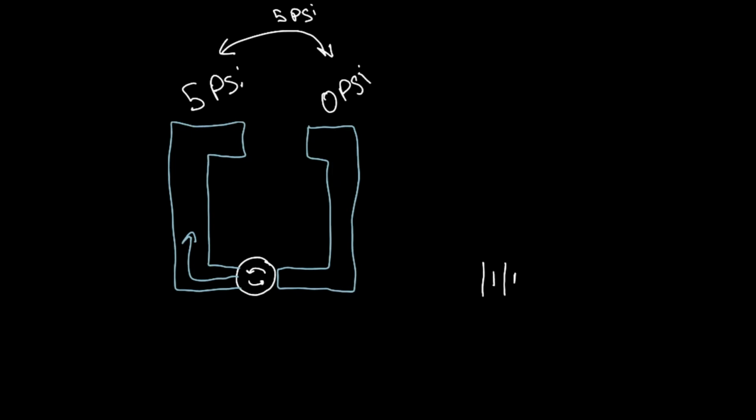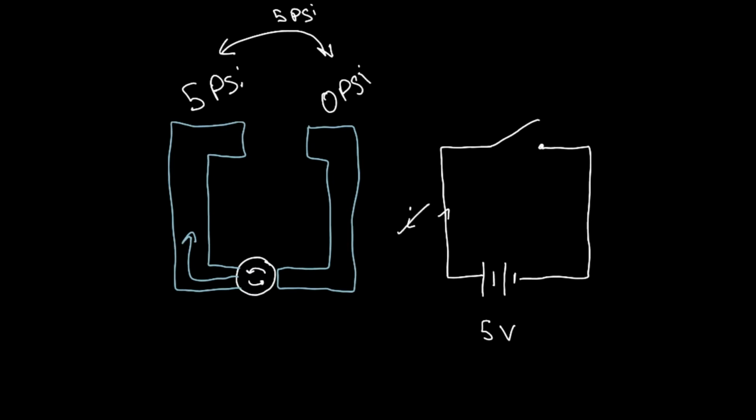So let's do an electrical example. Let's say we have this battery here. This is a symbol for battery. And this battery is charged up to 5 volts. Now we have our wires the same way we have our tubes in the water example, and there's a switch right here. And this switch is open. So no electricity is flowing through. There's no current.